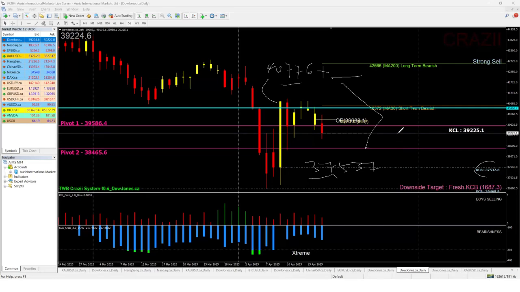40,776 minus 37,537 first, then you take the range and add it back to 40,776. You get the final figure, correct? 44,015. So if the market really wants to go up, wow.